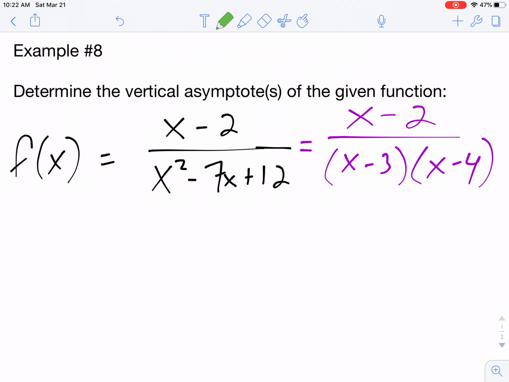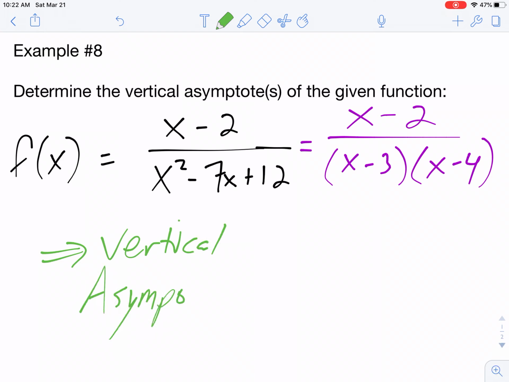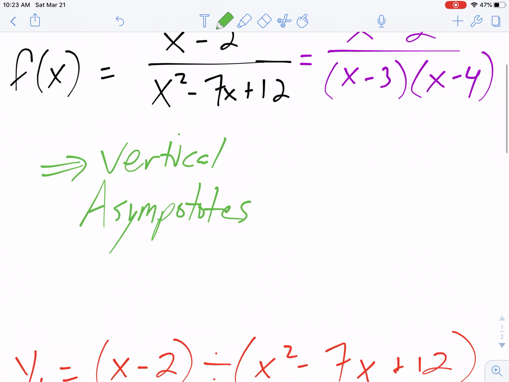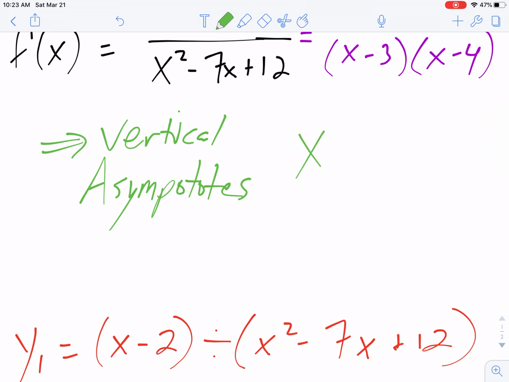Now, as I said earlier, you have to at least try to reduce it. But in this case, you can't reduce anything. The numerator is x minus 2. The denominator does not have an x minus 2. So there's nothing that cancels off. So in fact, this one is going to have two vertical asymptotes. So the vertical asymptotes are going to be x equals 3 and x equals 4.